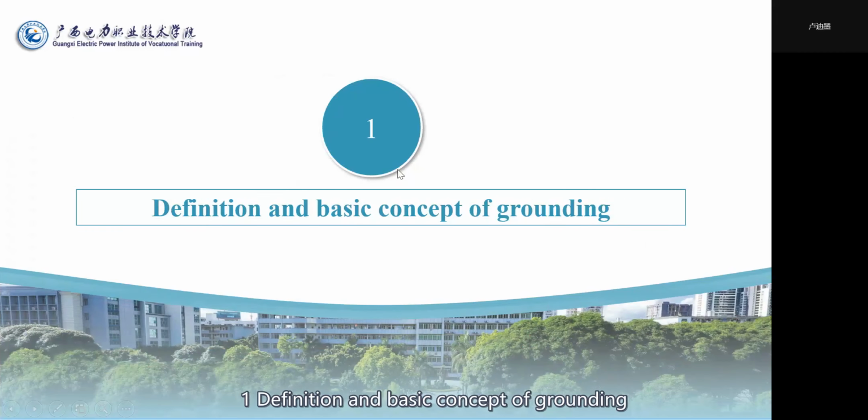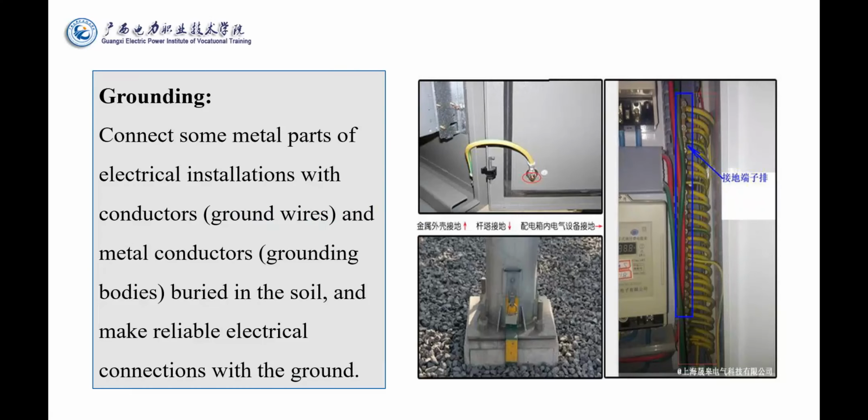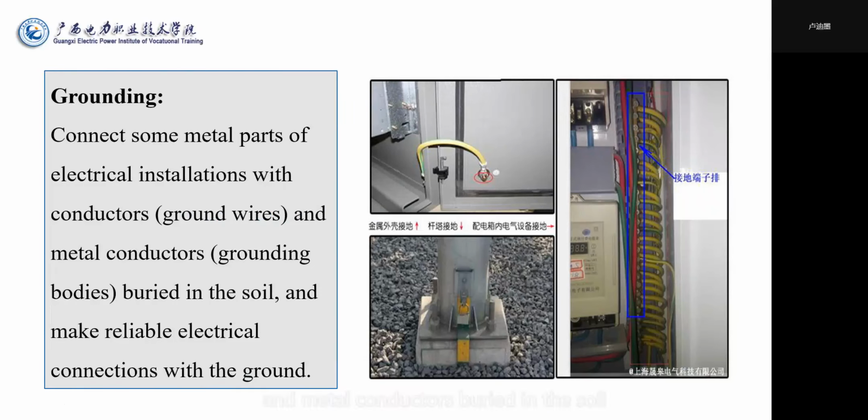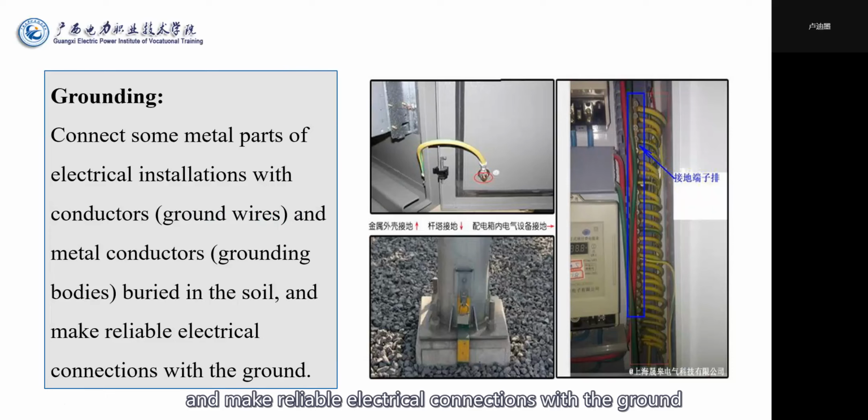One, definition and basic concept of grounding. Grounding: connect some metal parts of electrical installations with conductors and metal conductors buried in the soil, and make a reliable electrical connection with the ground.